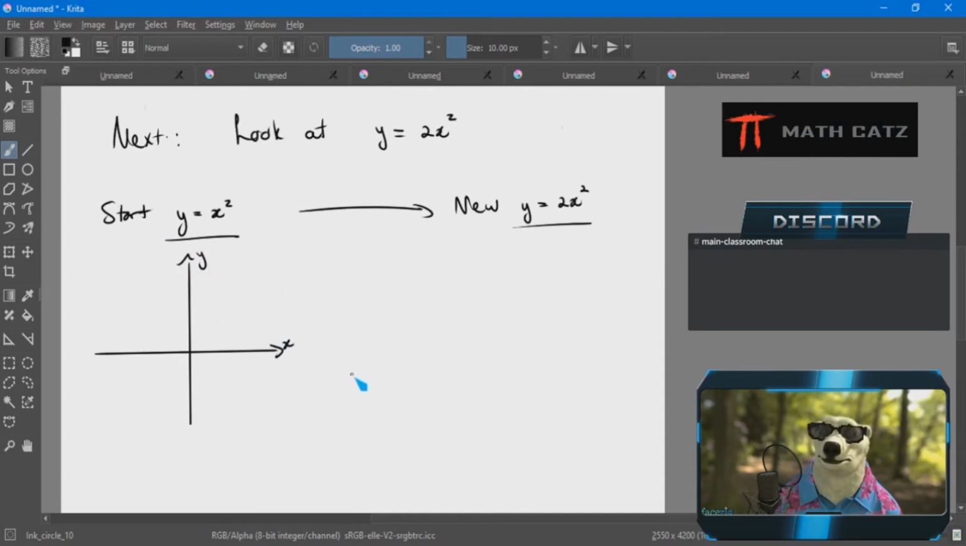Again, some of these things are familiar. X squared, of course, very familiar, parabola. And slowly we're introducing new things or new ways of looking at things, ways that you might not be super used to. Oh, that's not a good parabola. Can I not get better?